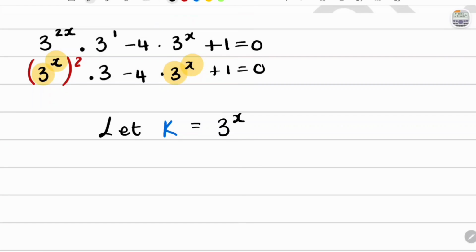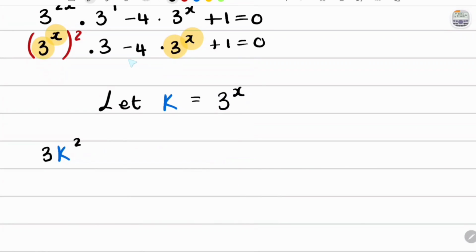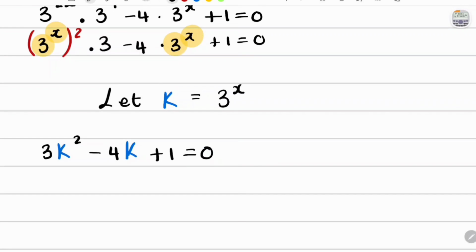So there is 3 to the power of x, I replace it with K. But then I have outside a squared, so that's really just K squared multiplied by 3. K squared times 3 is 3K squared. So I can rewrite that as 3K squared. And then we have minus 4 and 3 to the power of x again, which we replace with K. So K, and then we have plus 1 is equal to 0.